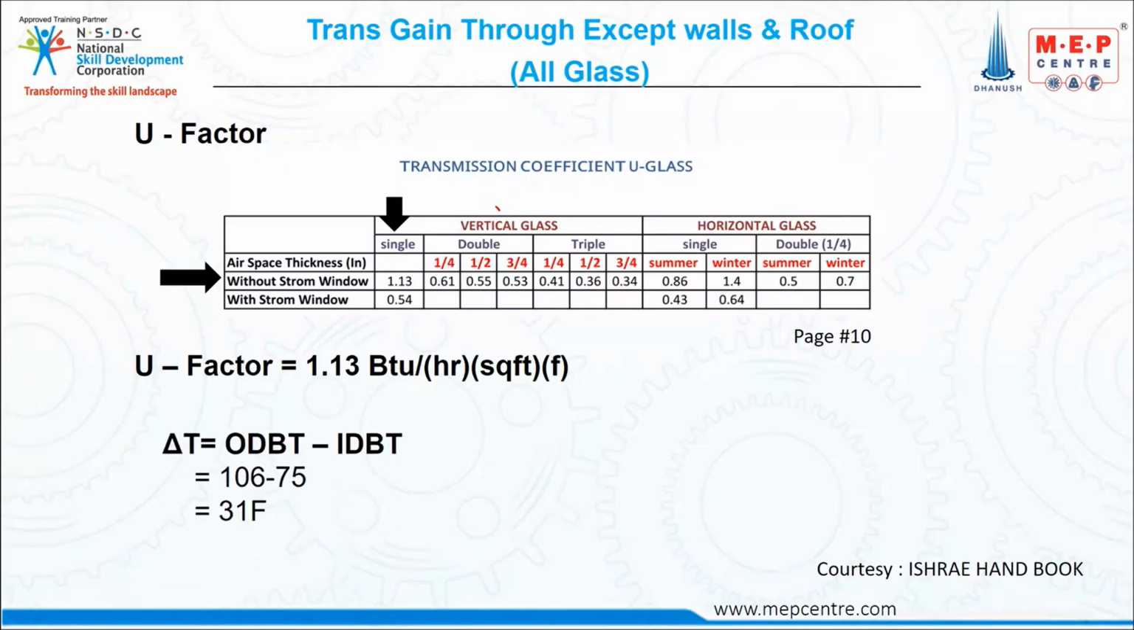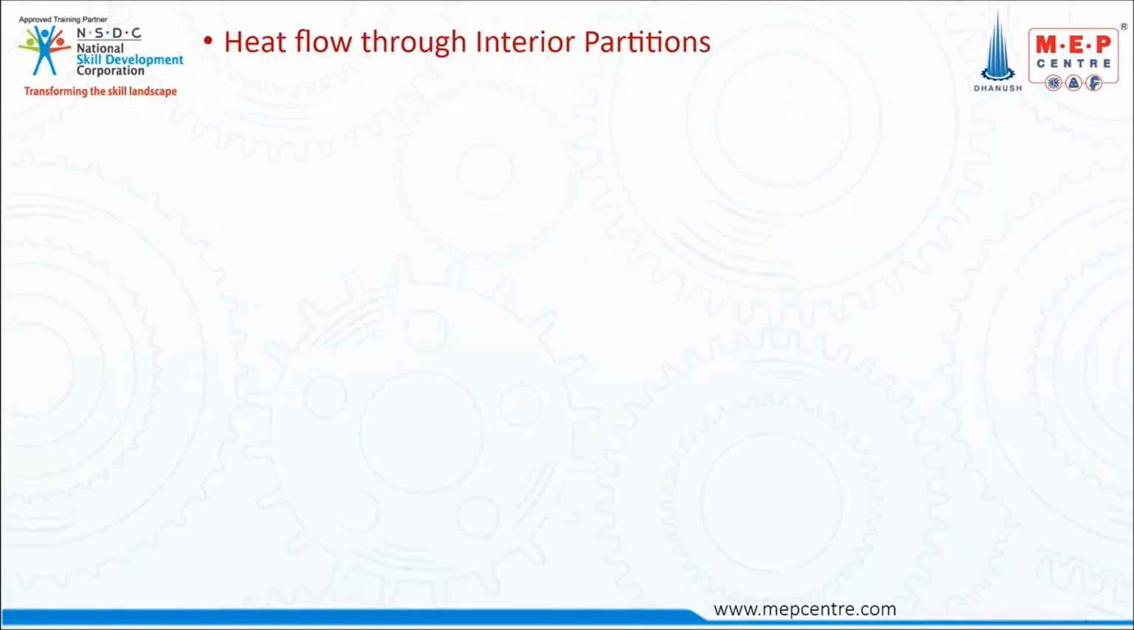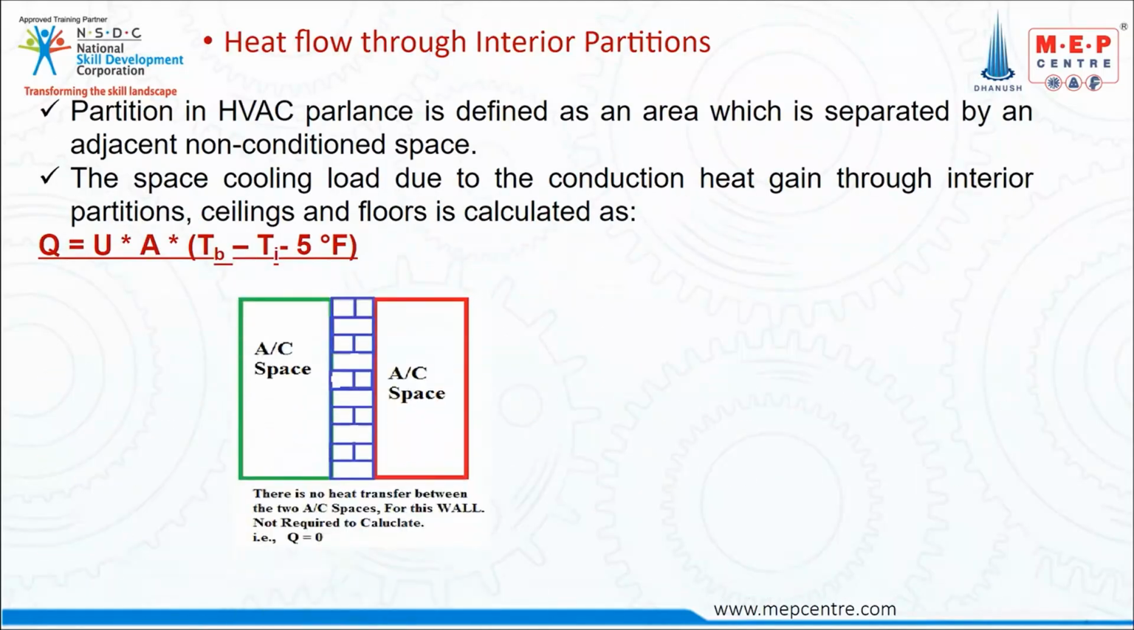Next, delta T. Delta T equals ODBT minus IDBT, which is 31 degree Fahrenheit. Therefore, Q equals A into U into delta T for all glass, equals 24 into 1.13 into 31, which is 840.72 BTU per hour. After all glass, we need to consider the partitions.